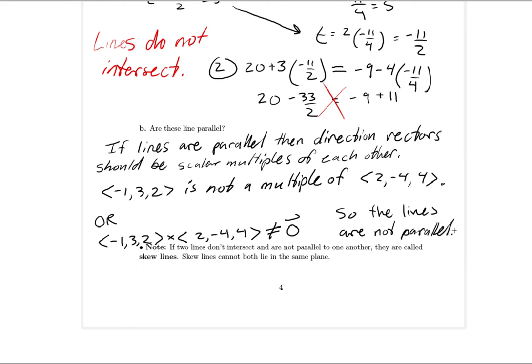Now this is interesting because in 2 dimensions, remember, if you have 2 lines that aren't parallel, then they have to intersect. Well, that's not the case in 3 dimensions. You can have 2 lines that are not parallel and they do not intersect. So these lines are called skew lines. They may not be parallel, but they don't intersect. Or another way of saying it is that they cannot lie in the same plane.